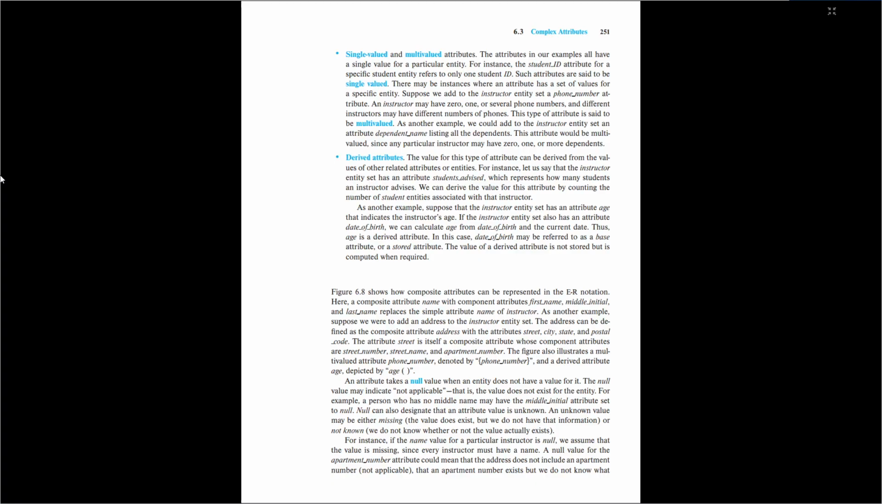An attribute takes a null value when an entity does not have a value for it. The null value may indicate not applicable, that is, the value does not exist for the entity. For example, a person who has no middle name may have the middle initial attribute set to null. Null can also designate that an attribute value is unknown. An unknown value may be either missing, the value does exist, but we do not have that information, or not known, we do not know whether or not the value actually exists.